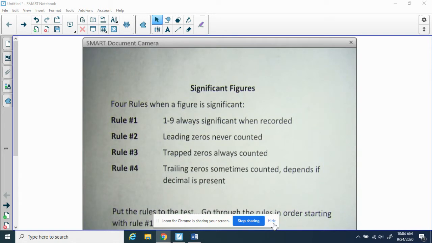There are 3 types of zeros. Rule number 2 talks about leading zeros. Leading zeros are never counted. Rule number 3 talks about a trap zero. Trap zeros are always counted. And rule number 4 talks about trailing zeros. These are sometimes counted. It depends if the decimal is present. So let's look at the 4 rules and apply them to some numbers I have.